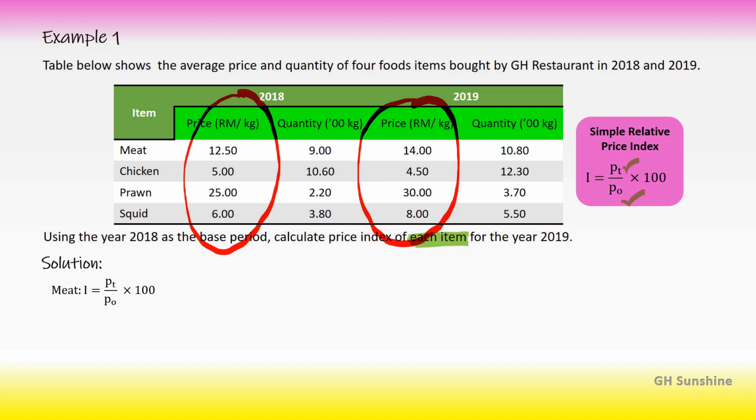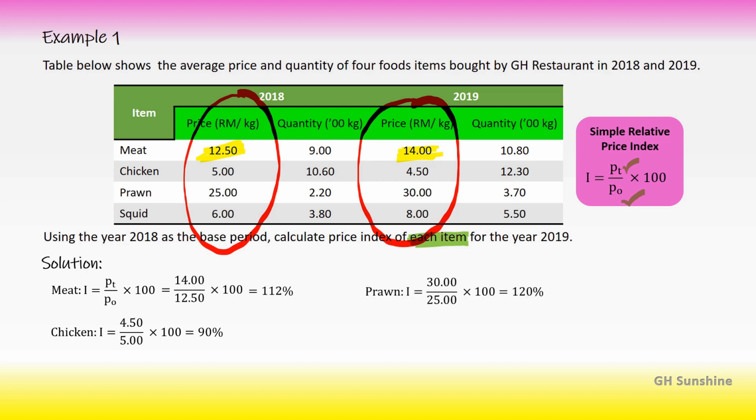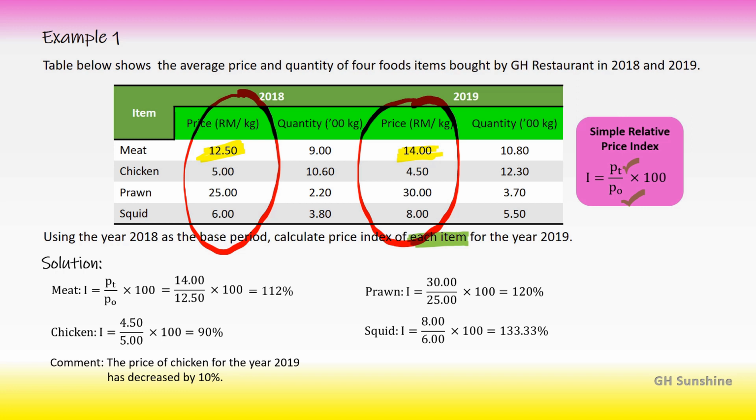Let's say the first item is meat. Substitute PT is 14 and P0 is 12.5 times 100. At the end, you got 112%. Second, calculate for chicken. You got 90%. Third is prawn, 120%. And the last one is squid, which is 133.33%. Okay, based on this price index, let's say you want to comment based on the index for chicken.